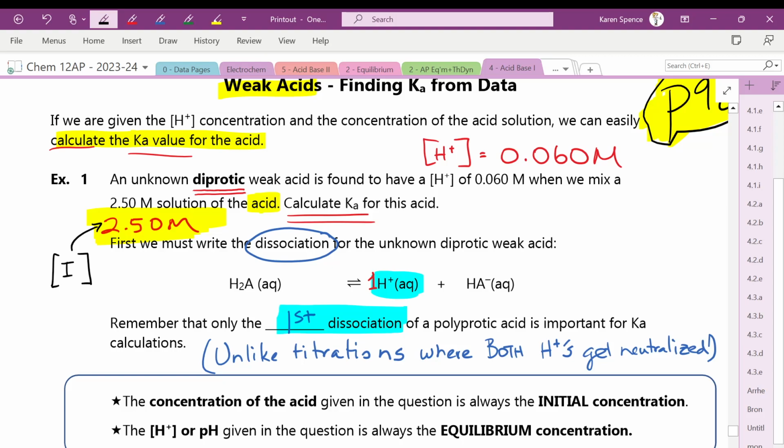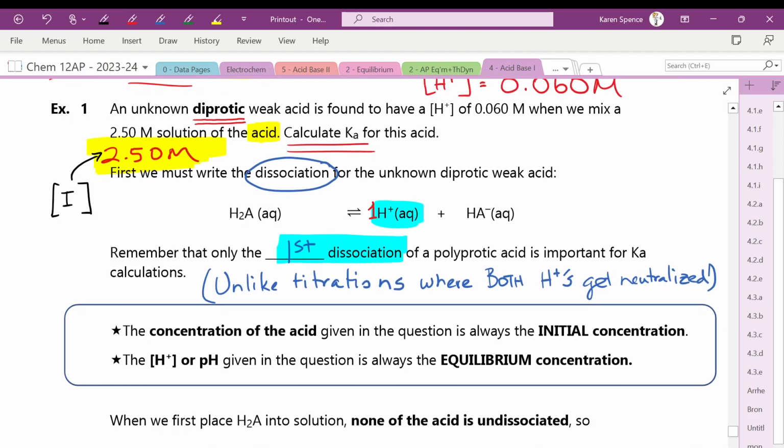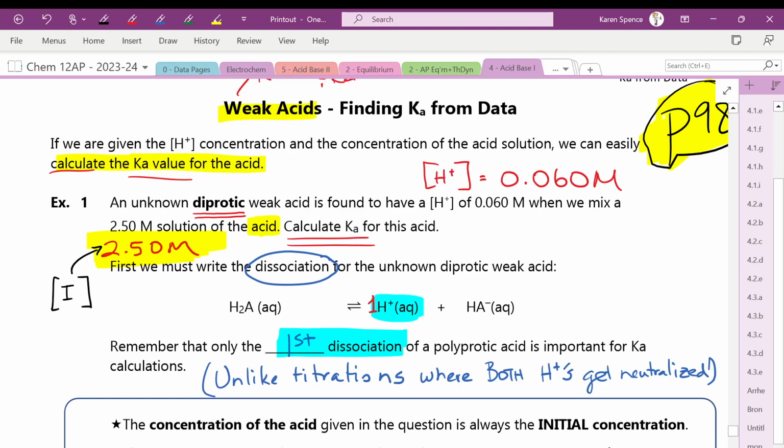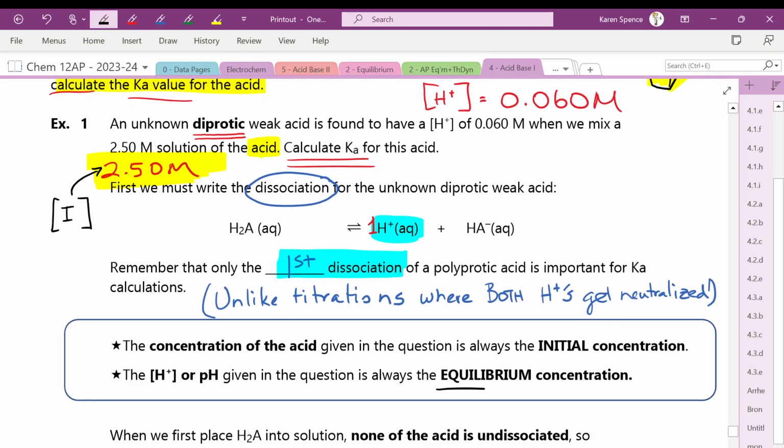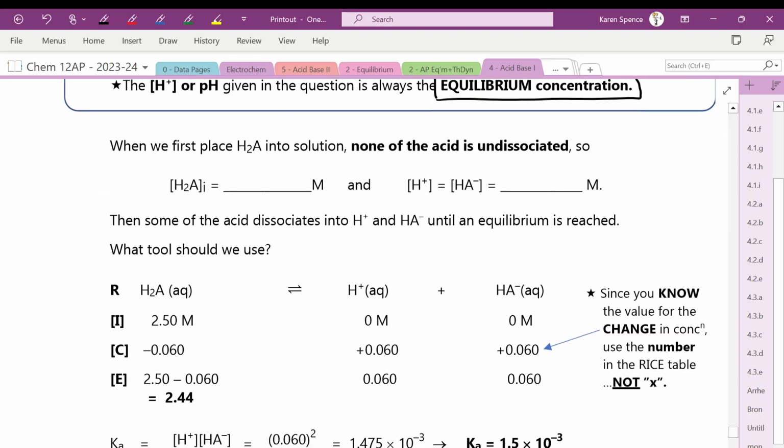Okay? If you are being asked for Ka, you must be given hydrogen or pH, or you could even be given OH, but that would be weird, but you could be given OH and use Kw to find H. It's a strange kind of a question, though. It will always be given in the question, and that hydrogen ion concentration that you are given is always the equilibrium concentration, because what's the initial concentration of hydrogen? It's always nothing, right? Remember, it's always 0 to start with.